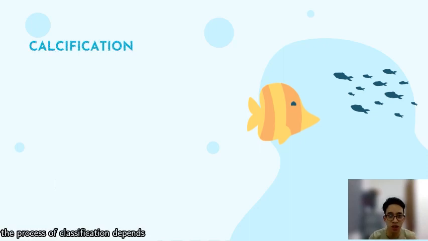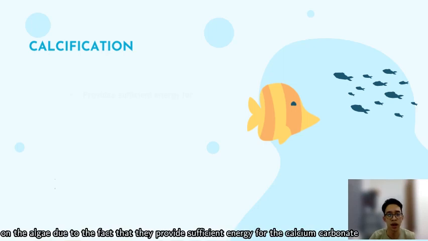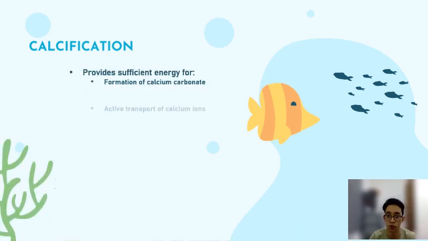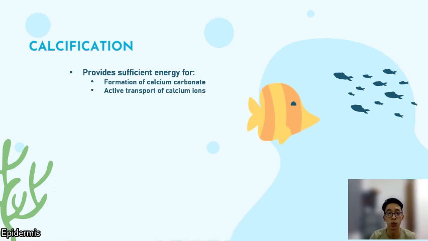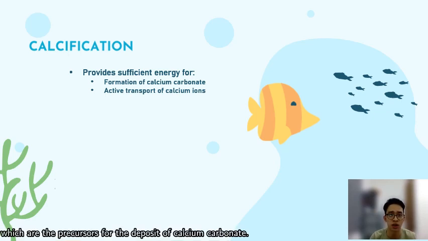Anyways, the process of calcification depends on the algae due to the fact that they provide sufficient energy for calcium carbonate to form. Not only that, the energy is also utilized in the active transport of calcium ions along the cancelloblastic epidermis, which are precursors for the deposit of calcium carbonate.